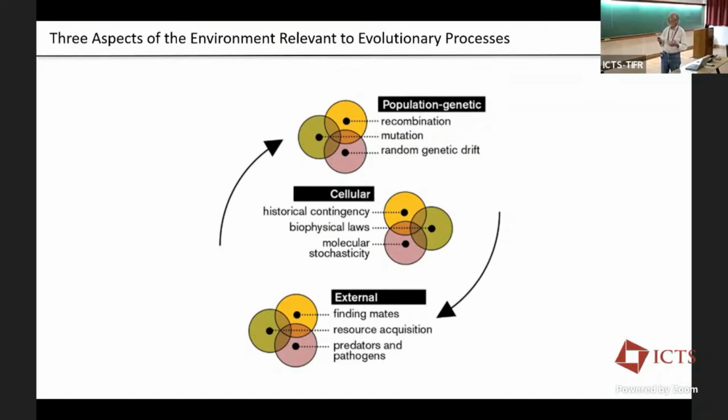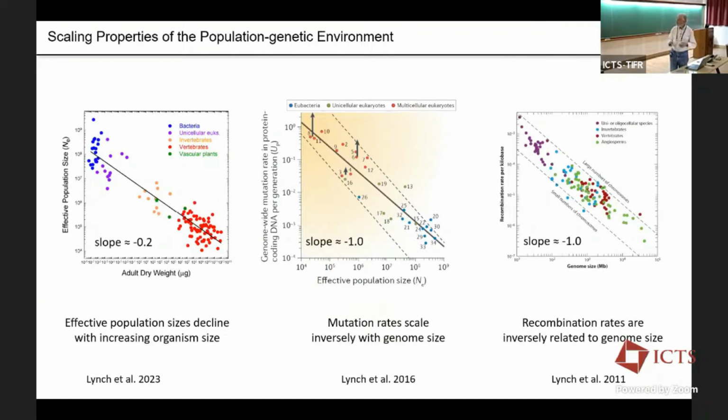And recombination reassorts variation within and among chromosomes. In some cases, it may be good for adaptation, other cases, bad. We're interested in these kinds of things when you're thinking about evolution across the whole tree of life, because all three dimensions of the population genetic environment vary by orders of magnitude across the tree of life.